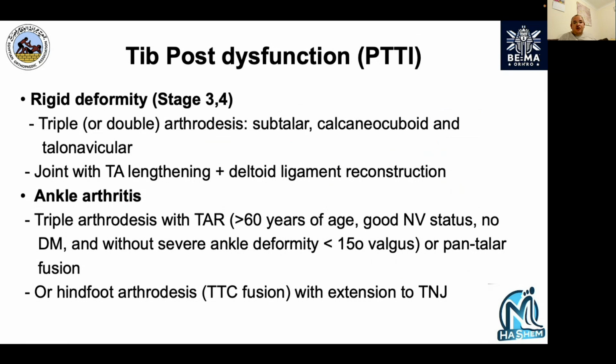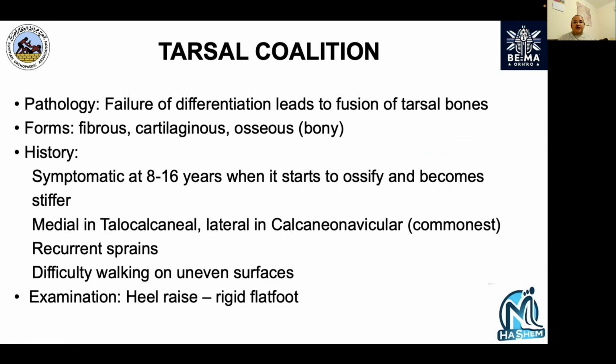And if we go to stage 4, when the ankle becomes part of the equation, you have an option, if the ankle is not badly arthritic, to just lengthen your Achilles and do a deltoid ligament reconstruction. If the ankle becomes arthritic, you have to combine the triple fusion with an ankle replacement. Tibialis posterior dysfunction, or PTTI, posterior tibialis tendon insufficiency, is the commonest cause of flat foot in adults.